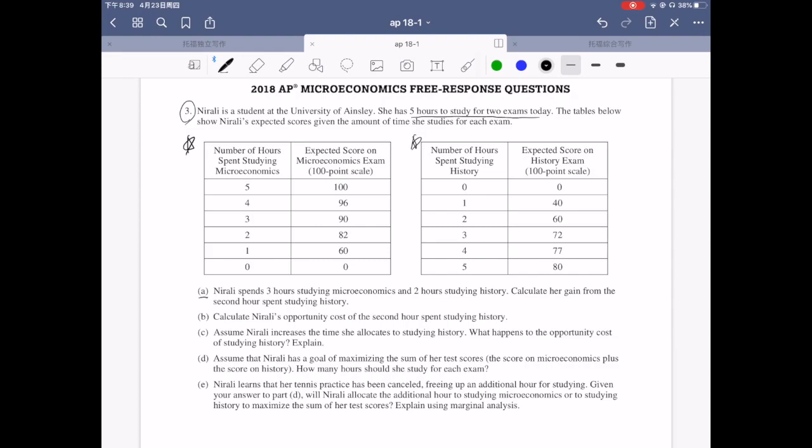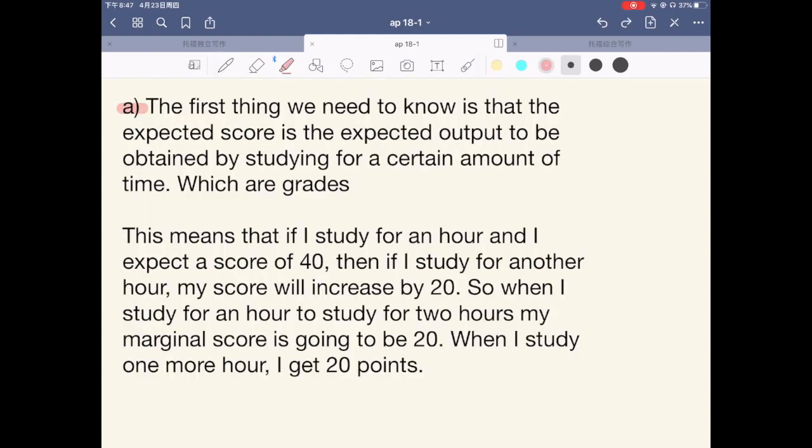It says Nirali spends 3 hours studying microeconomics and 2 hours studying history. So we need to calculate her gain from the second hour spent studying history. So this is the answer for A.